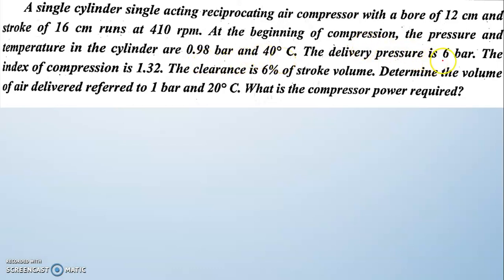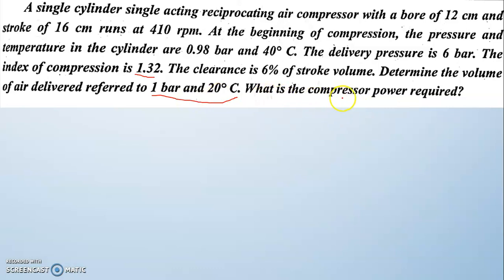The delivery pressure P2 is given as 6 bar. The index of compression, small letter n, is 1.32. And the clearance Vc by Vs is given as 0.06. Determine the volume of air delivered with respect to 1 bar and 20 degrees Celsius. They have mentioned that at the beginning of the compression, pressure and temperature are 0.98 bar and 40 degrees Celsius, so we have to calculate the amount of air delivered with respect to another condition.